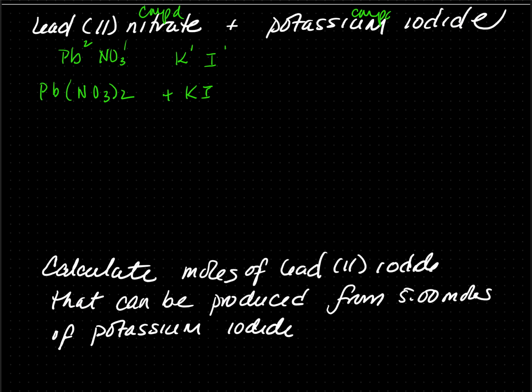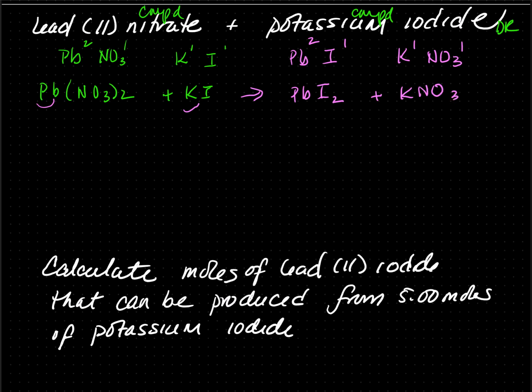So this is going to be a double replacement reaction. So we know that the metal is going to replace the metal. So lead's new partner is going to be iodine. Charge of lead is 2. Iodine is 1. So we crisscross. So this becomes PbI2. K's new partner is nitrate. Charge of potassium is 1. Nitrate NO3 is 1, crisscross, so it's KNO3.